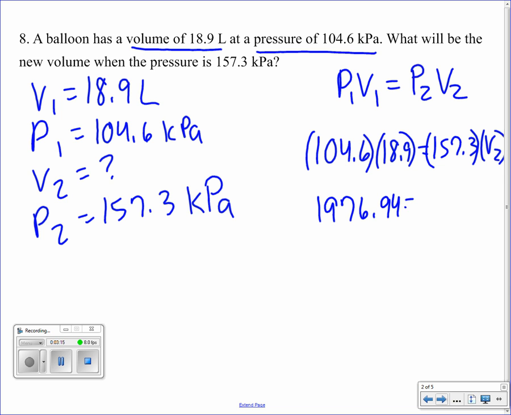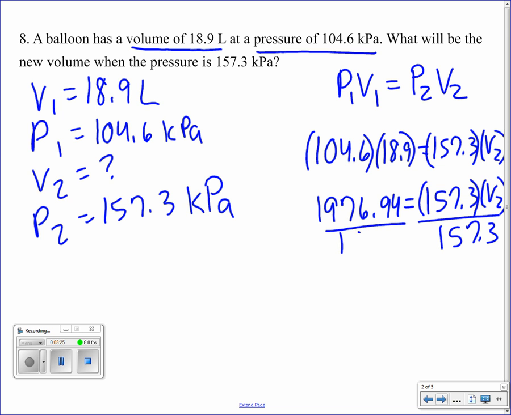Okay, so on my calculator, I'm taking 104.6 times 18.9, which gives us 1,976.94 equals 157.3 times V2. Okay, and then to get our V2 by itself, we divide both sides by 157.3, and it cancels out on this side, and then we divide our other side. So 12.56, and since it's a volume, we look at our original unit, which was liters, equals our V2.